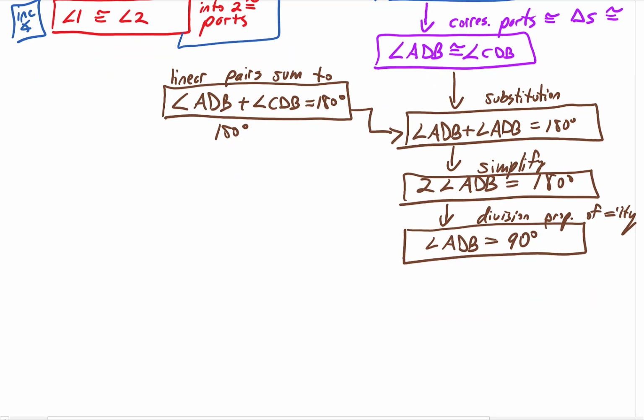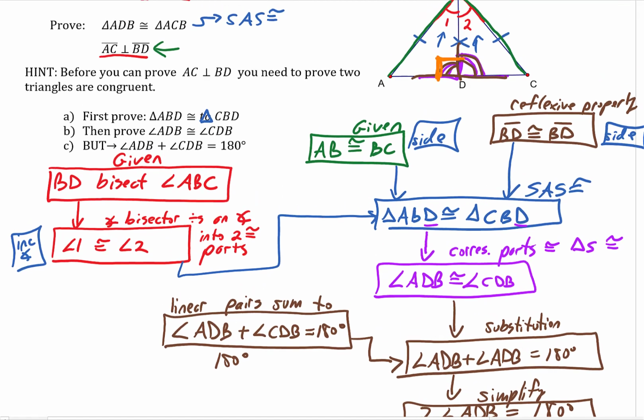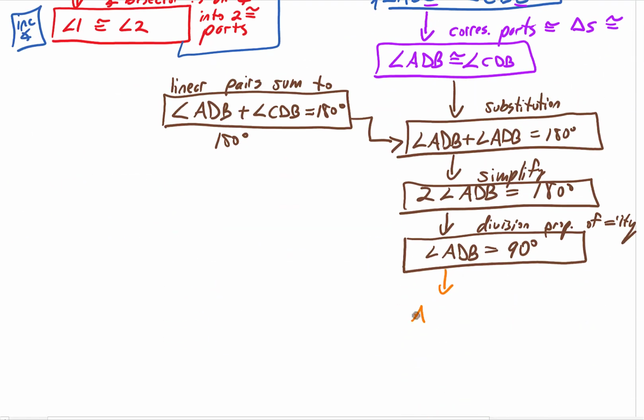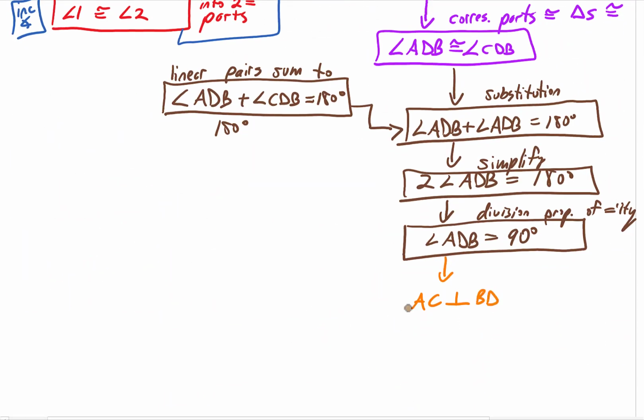What do right angles do? We're going to go backwards, right? We can now say the final step. AC is congruent to BD. AC, excuse me, I said congruent, I should have said AC is perpendicular to BD. Why? Well, perpendicular lines form right angles, and it goes the other way. Right angles form perpendicular lines. And now the proof is done.